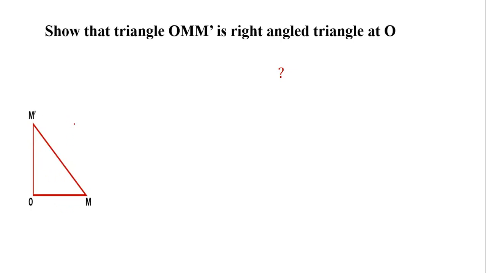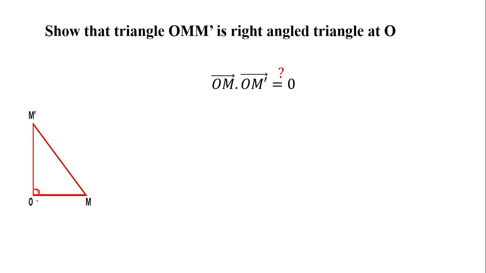As we learned, we have four methods to prove that a triangle is right. I can use converse of Pythagoras, I can use the dot product, I can use slopes, or I can use the idea of arguments. Here I am going to apply the concept of the dot product. The right angle will be at O, so we have to show that the two vectors OM and OM prime are orthogonal to each other.